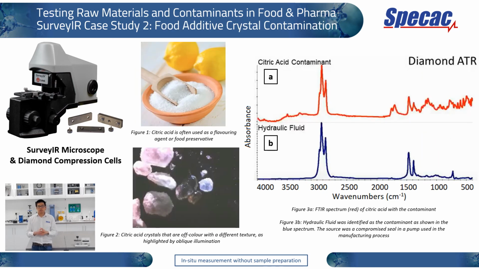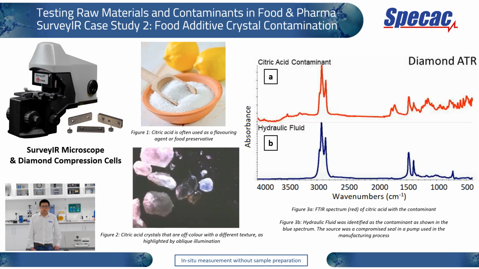And here is a similar application, case study number 2, looking at food additive crystal contamination. The food additive in question here is citric acid, which is very often used as a flavoring agent or food preservative. And when you put it under the microscope, it becomes more clear that the citric acid crystals are off color, so they have become discolored. It's now got a different texture to it, as highlighted by oblique illumination on the Surveyor microscope.